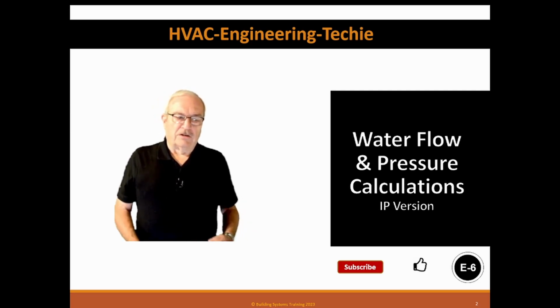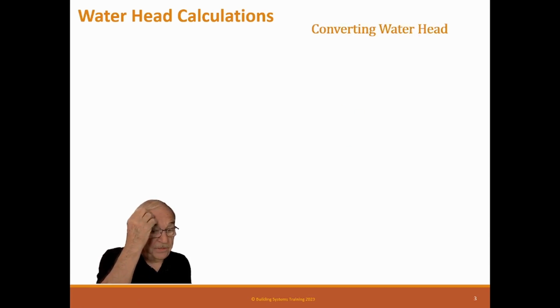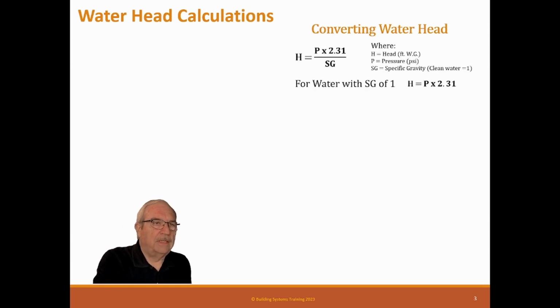So let's get started talking about water flow and pressure calculations. Okay, so let's start talking about water and the calculations for water. The first thing we want to talk about is head calculations. What is water head? And that's converting PSI to foot of head. It's just a little simple formula. And it's the head equals P times 2.31 divided by the specific gravity of the fluid. So if the specific gravity is 1, which is clean water, then H equals P times 2.31. So basically there's 2.31 foot of head for every PSI.